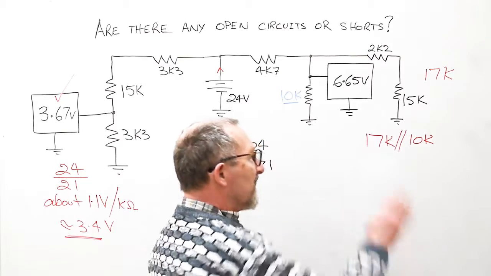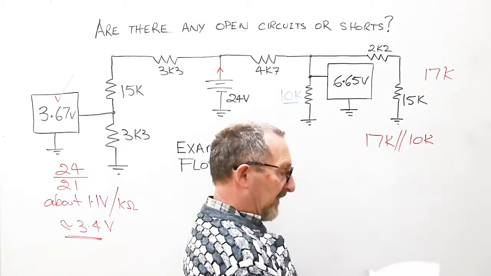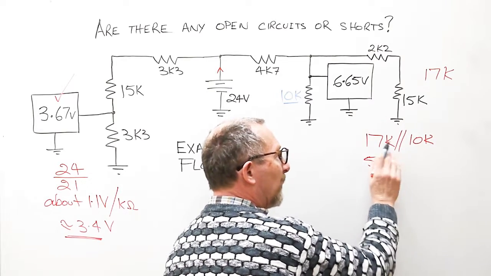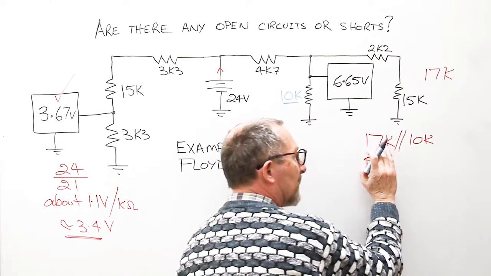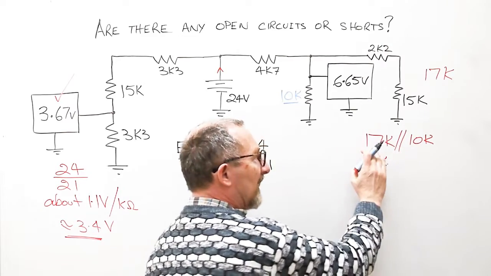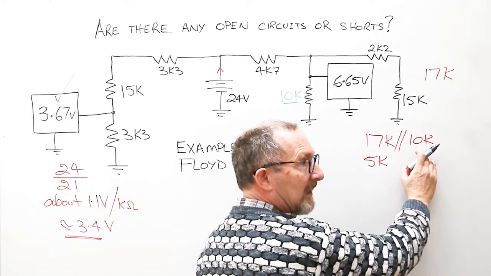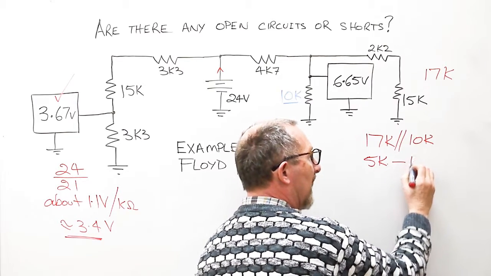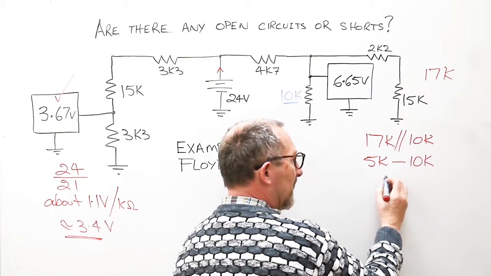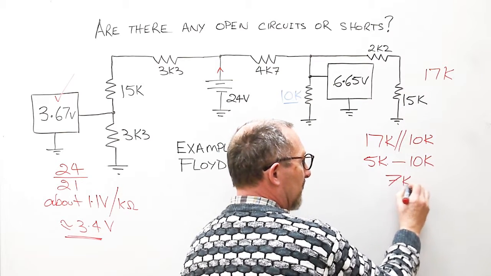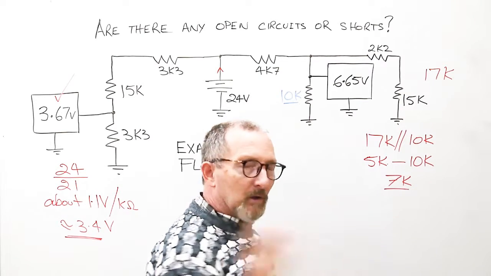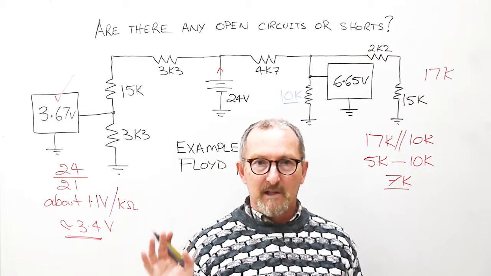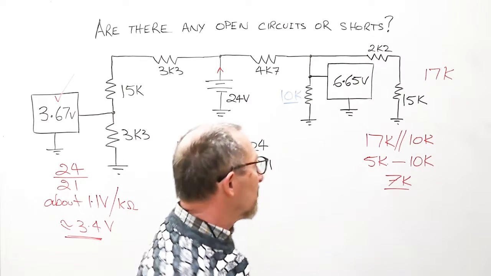Well, if we had 10K in parallel with 10K, we'd have 5K. And if we had 17K, let's say 20K and 20K together, we're going to have 10K. So the value is going to be somewhere between 5K and 10K. I'm going to call it around about 7K ohms. Look, I could be wrong. It's just an approximation. It's a guesstimate at this stage, but I don't think it's too far off the mark.